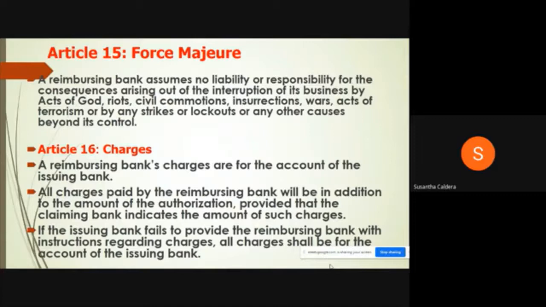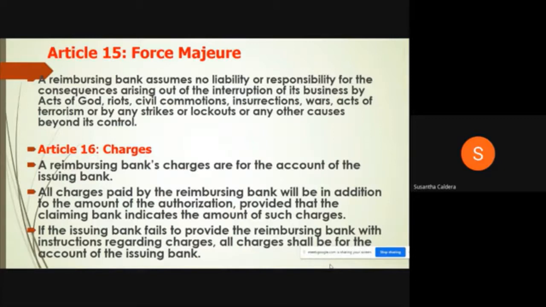Article 16, charges. A reimbursing bank's charges are for the account of the issuing bank, not the claiming bank. All charges paid by the reimbursing bank will be in addition to the amount of the authorization, provided that the claiming bank indicates the amount of such charges. If the issuing bank fails to provide the reimbursing bank with instructions regarding charges, all charges shall be for the account of the issuing bank. Whatever the charges the reimbursing bank charges, it will be for the debit of the issuing bank.